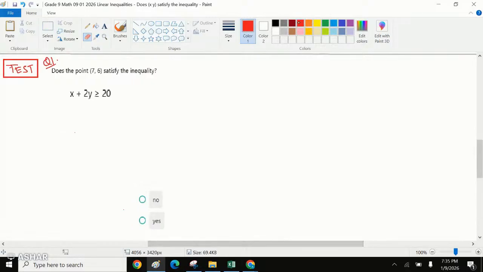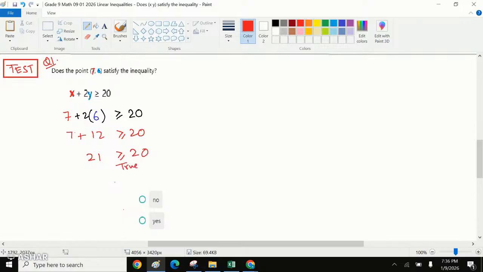So can we say x was 7 and y was 6, right? We did a very similar question recently. Plus 2 times the value of y should be greater than or equal to 20. Y was 6. And we know that 7 plus 6 times 2, which is 12, should be greater than or equal to 20. And we say 21 is greater than or equal to 20. That is true, right?